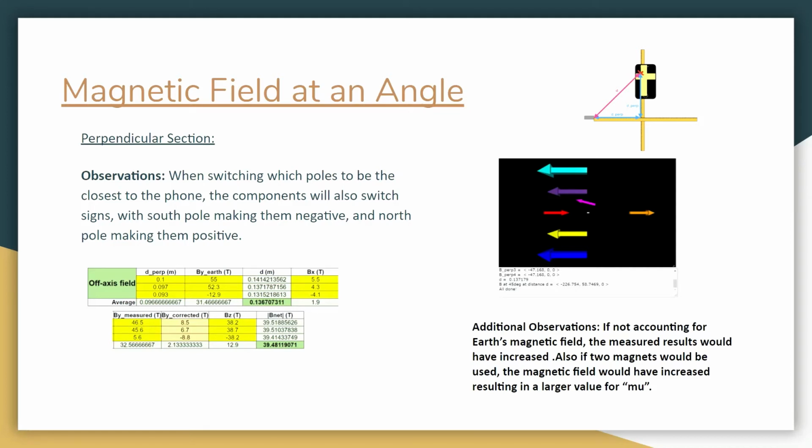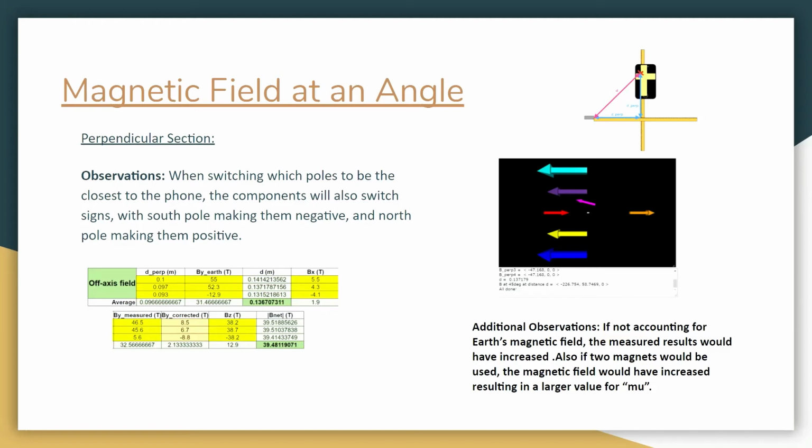As you can see for the third attempt, the BX value actually changed sign, and the BY value changed considerably. But the BNet value actually stayed the same. So it didn't really matter which pole was closest to the sensor, you would still end up getting the same result for BNet, but BX and BY would change.